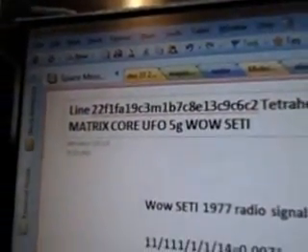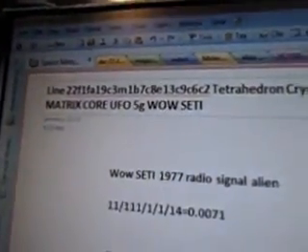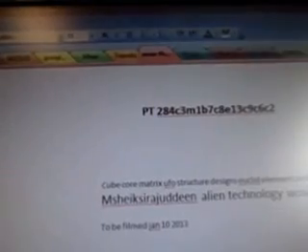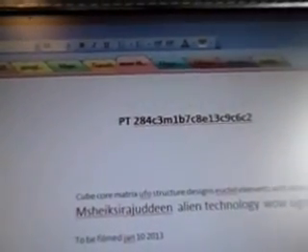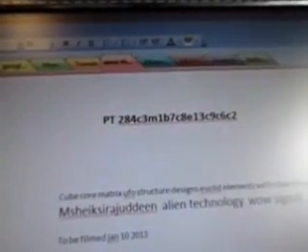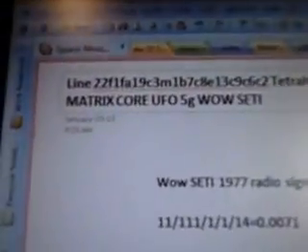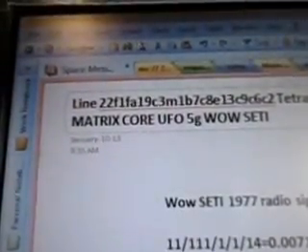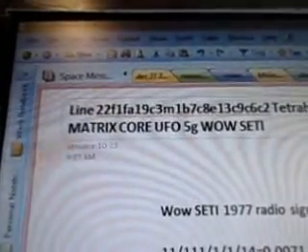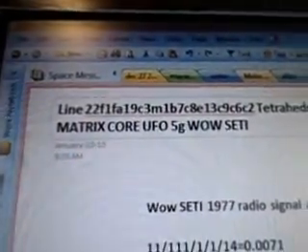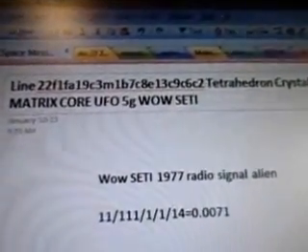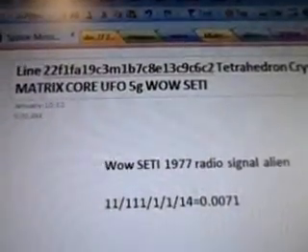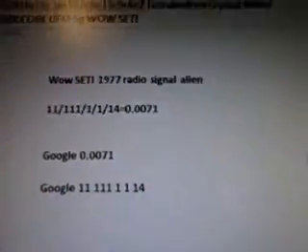Okay, so we had some exciting formulas in the previous video, so take a look at that. So anyways, part 284C3M1B7C8E13C9C6C2. This is line 22f1fa19C3M1B7C8E13C9C6C2. Tetrahedron Crystal Miller Matrix Core UFO 5G Wow Seti. There's the alien radio signal.